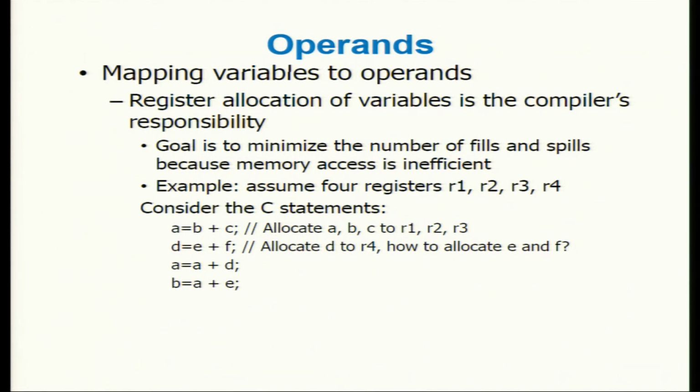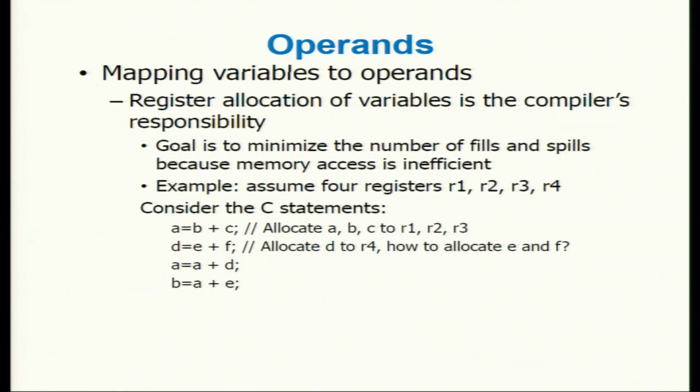So let's assume that we have 4 registers in a computer, R1, R2, R3, R4. All right, these are 4 registers. And let's try to compile these 4 C statements. A equal to B plus C, D equal to E plus F, A equal to A plus D, B equal to A plus E. So let's suppose that we have allocated A, B, C in R1, R2, R3. So that's what the comment says here. And you can allocate D to R4. The problem is now we have exhausted all our registers. The question is how to allocate E and F.